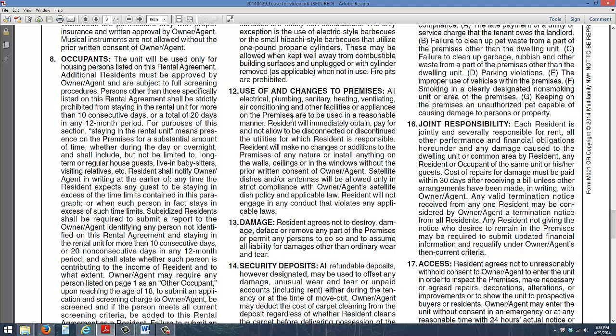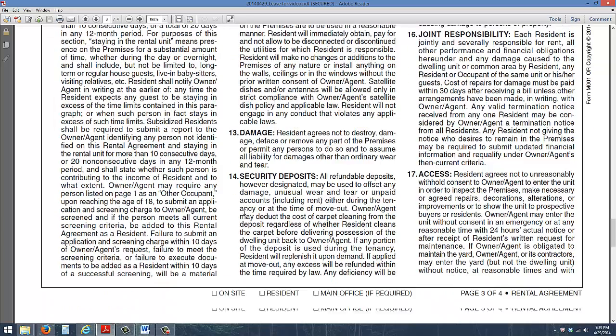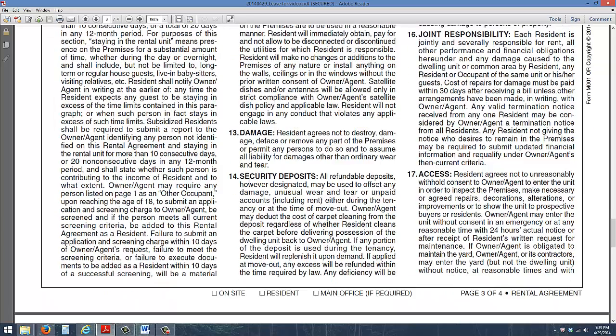Section 12 deals with use of and changes to the premises. Here we talk about using the property in a reasonable manner, meaning all the electrical systems, heating systems, and things like that. You're not allowed to discontinue or disconnect any of the utilities for the property that you're responsible for. And also, you're not allowed to make any changes or additions to the walls, ceilings, or windows without permission. So the best thing to do is, if you're not sure, contact us and get permission. Section 13 deals with damage. You're responsible for damage that happens at the property, and here you're agreeing not to damage or destroy the property.